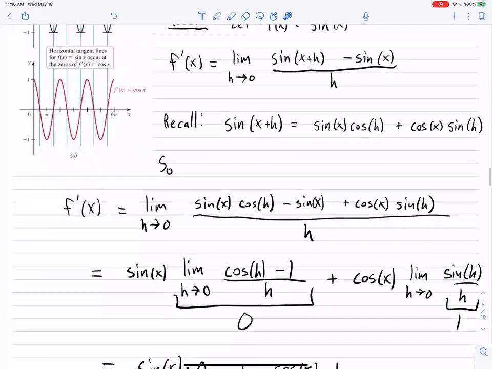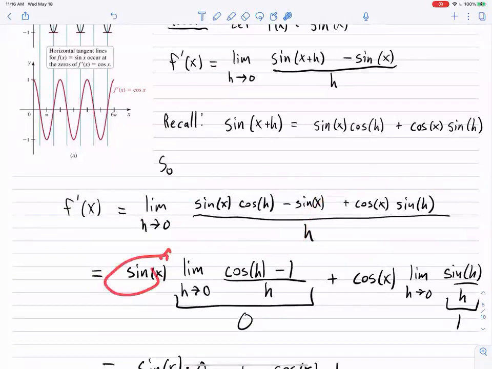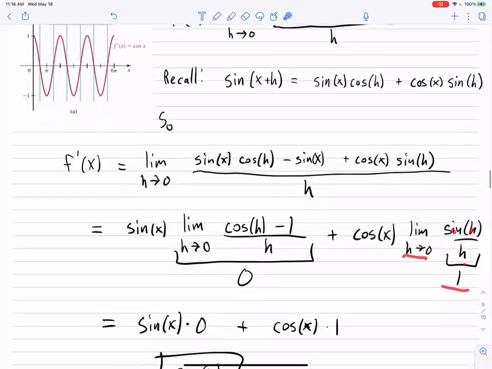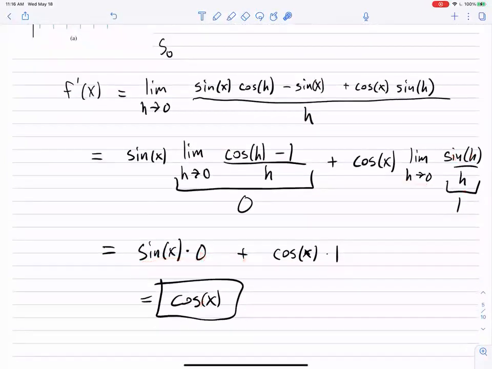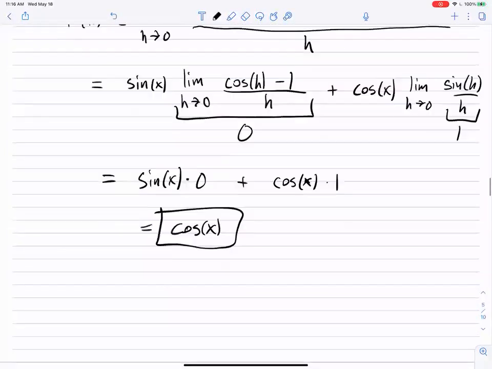I'm going to break this up into two limits. I'll split it up right here. The first one, I can pull the sine of x out because it's the limit as h approaches 0 and there's no h in it. And then I get cosine h minus 1 over h. But remember, we said that that limit's 0. And then on the other one, I'm going to pull a cosine x out, and its limit as h approaches 0 of sine of h over h, but we said that that's 1. And so it really becomes sine of x times 0 plus cosine x times 1. And so it is cosine x. And so the derivative of sine of x is indeed cosine of x.